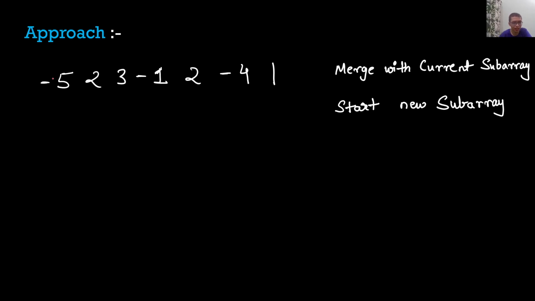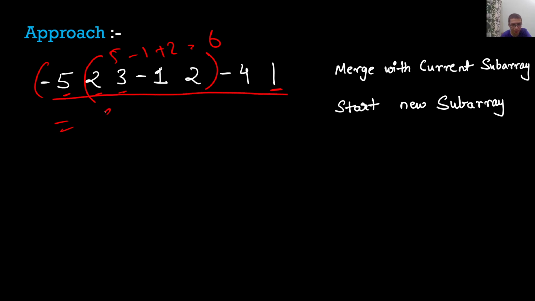So now we have this array, -5, 2, 3, and so on till 1. In this array, the subarray having the largest sum would be this 2, 3, -1, and 2. If I add them all, then I'll get 5 minus 1 plus 2, which is 5 minus 1 is 4 plus 2 is 6. So the largest possible subarray sum from this array is 6.